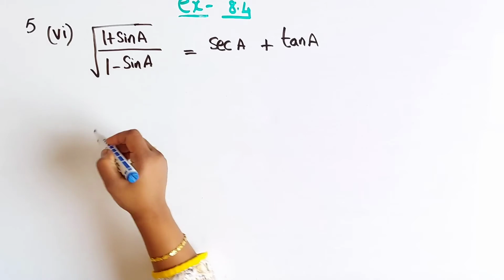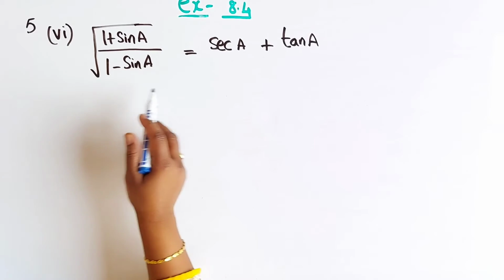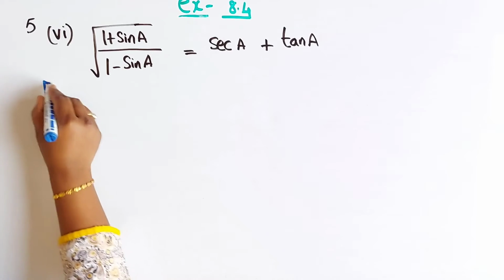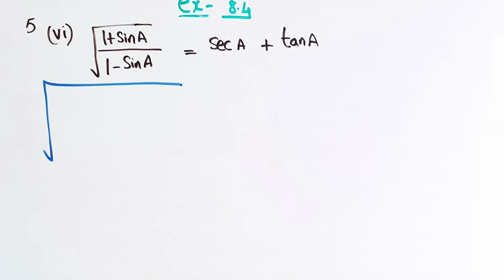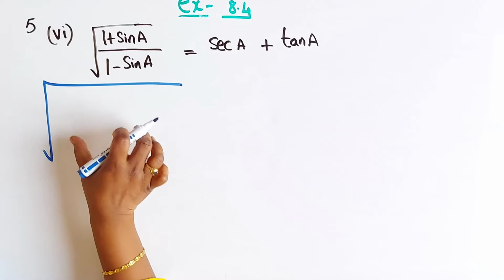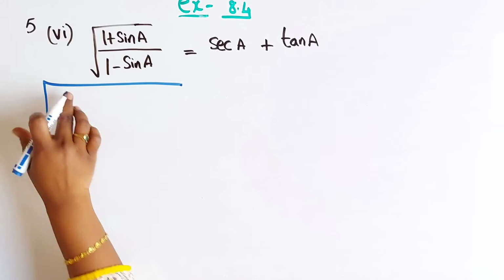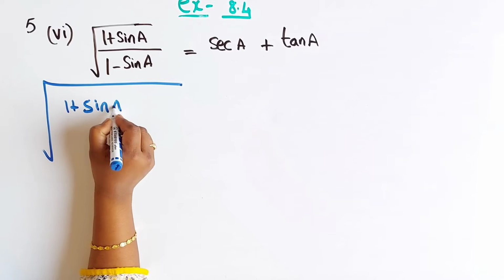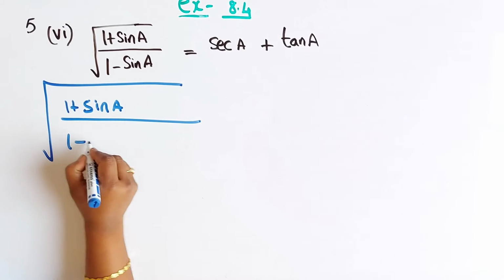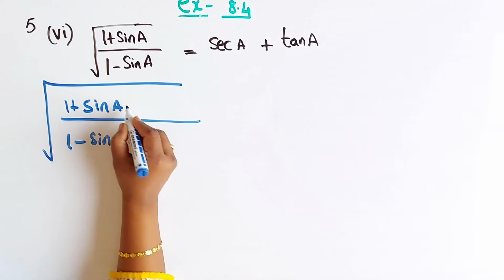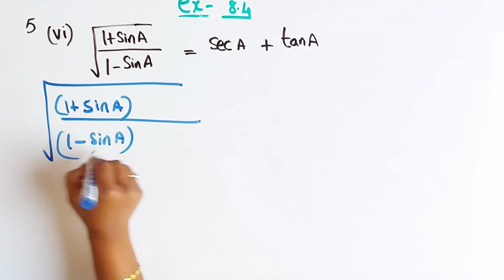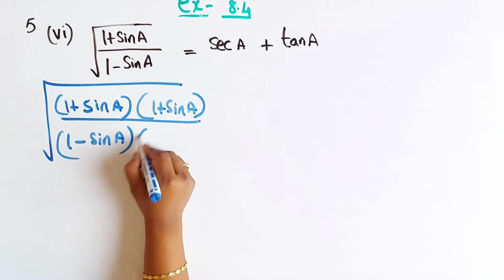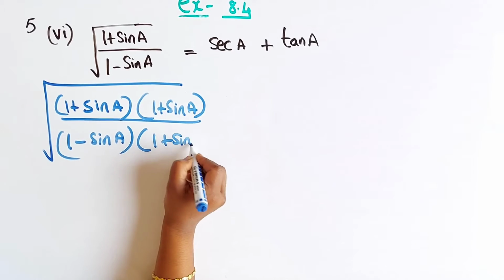Sixth question children. Root of (1 plus sin A) by (1 minus sin A) equal to secant A plus tan A. See here children. Here root is there. Now we have to cancel that root. That means we want square inside, then only root will get cancelled, right? So I am multiplying numerator and denominator with 1 plus sin A again. So here into 1 plus sin A, here also into 1 plus sin A.